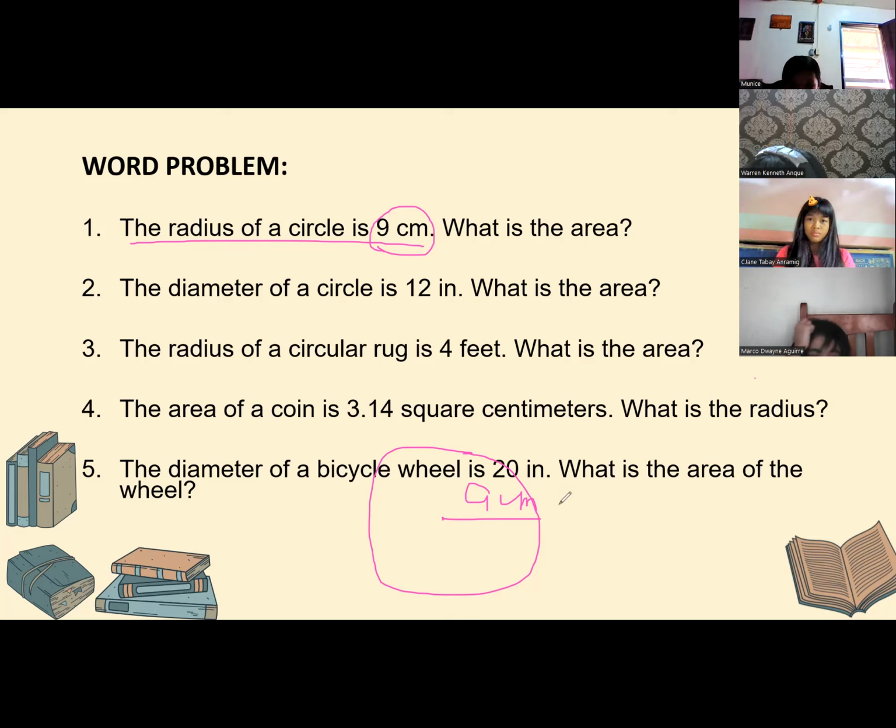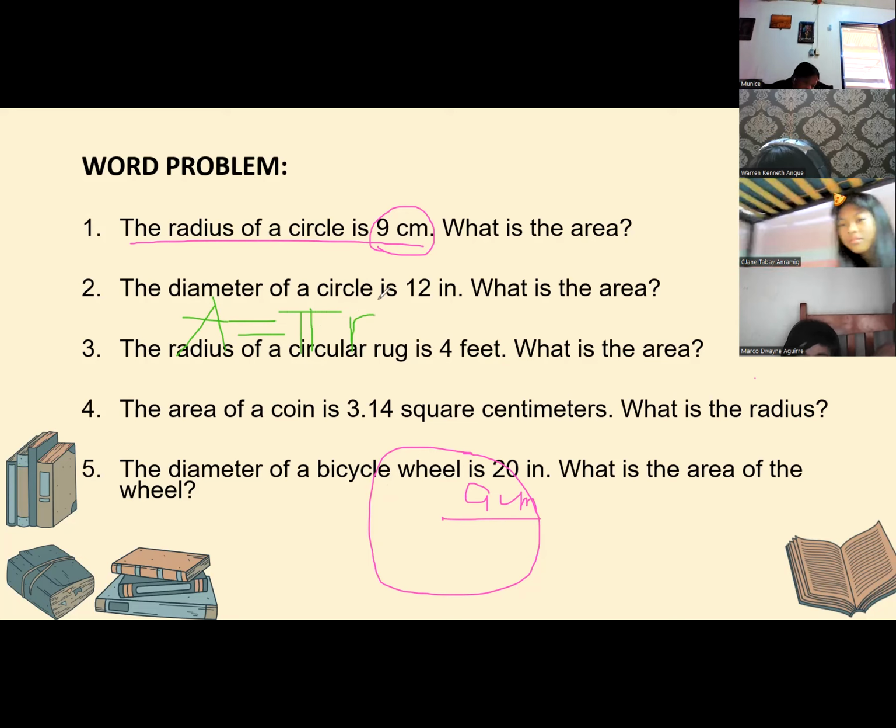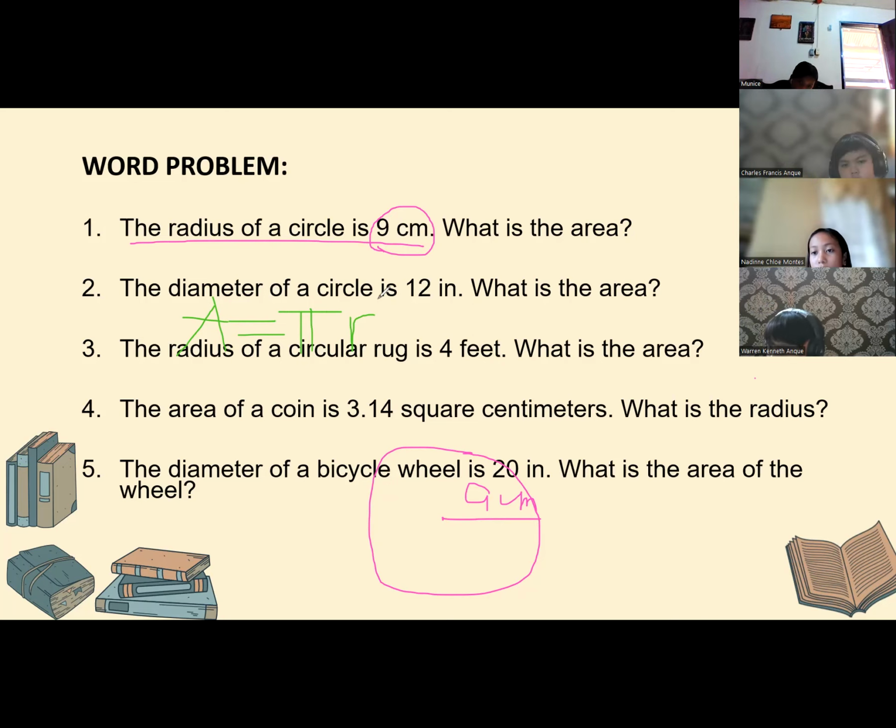Okay? What's the formula again, Marco? A is equal to? Pi times? R squared. Okay, pi r squared. Okay, Charles. Continue, Charles. Pi is equal to? 3.14. Very good. And then your radius is?